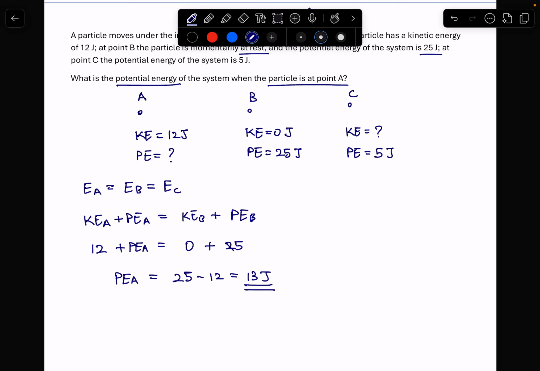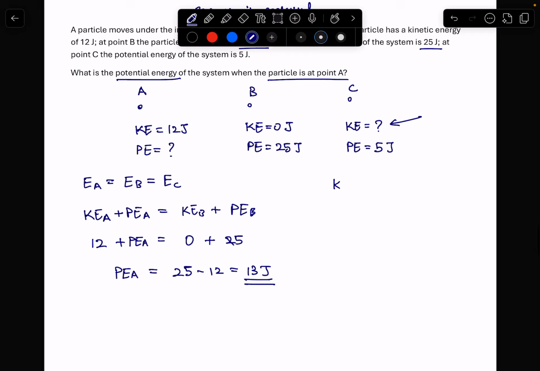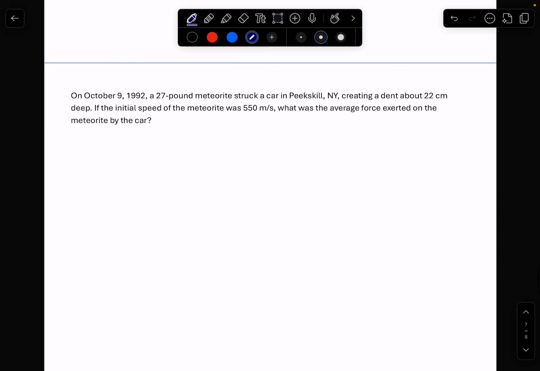We can definitely solve for the kinetic energy at C, right? So if I just do the quick calculation, the kinetic energy at C plus the potential energy at C is equal to the kinetic energy at B plus the potential energy at B. So this is something I don't know, plus 5 is equal to 0 plus 25. So kinetic energy at C should be equal to 20 joules. Perfect. All right, next question.